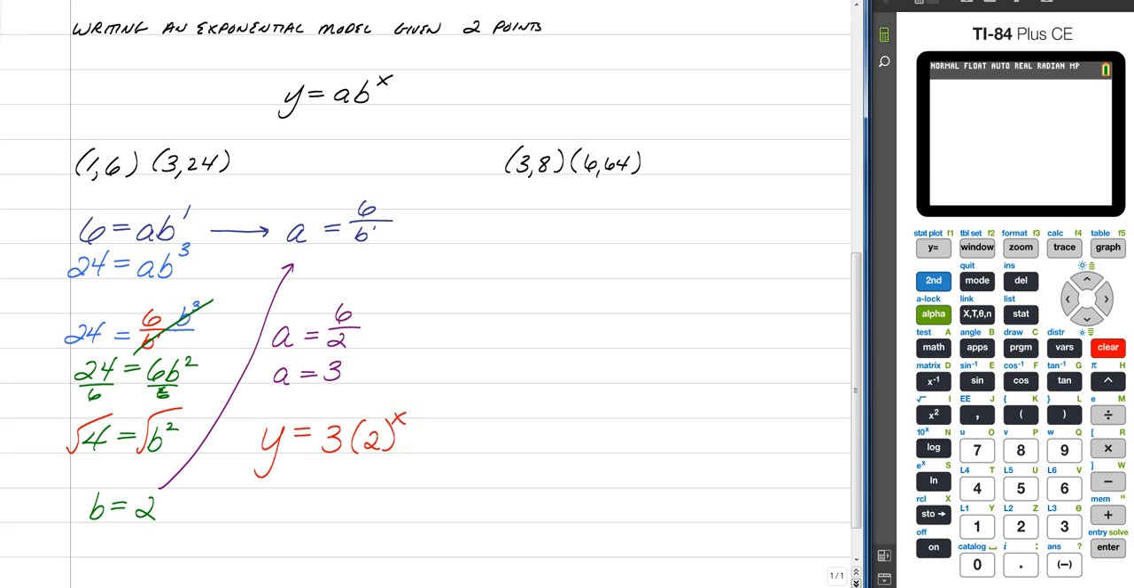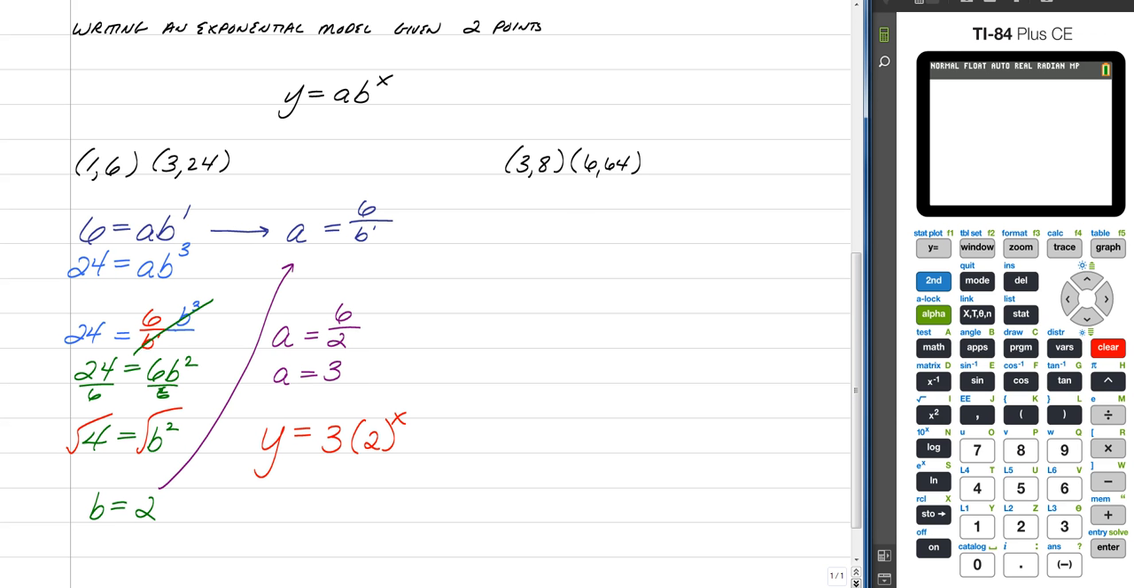Okay? Now you might be wondering, do I have to do all that work? Well, you could just type in these 2 coordinates into L1 and L2 and find an exponential model. However, if you are told on a quiz or a test that you have to show all work and do it algebraically, now you know how to do it. But no one ever said you can't check with your graphing calculator.